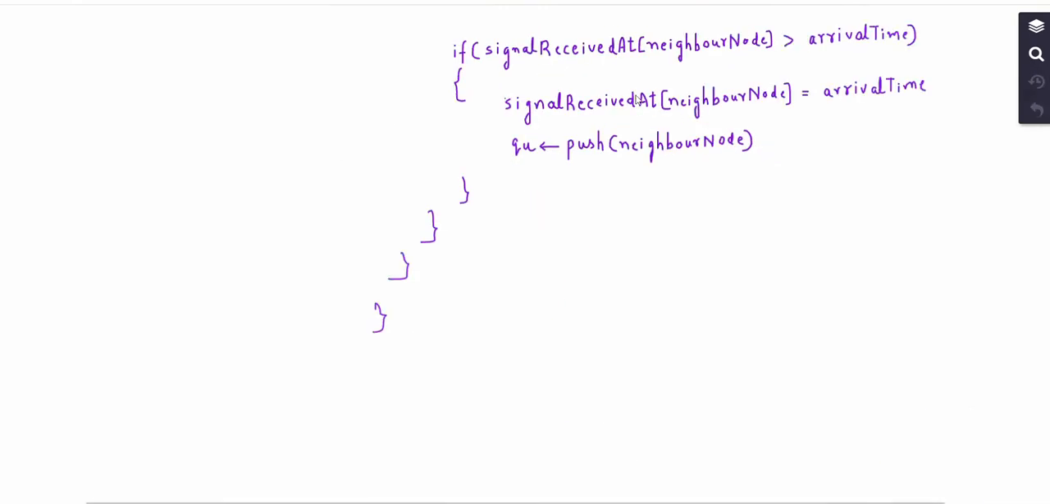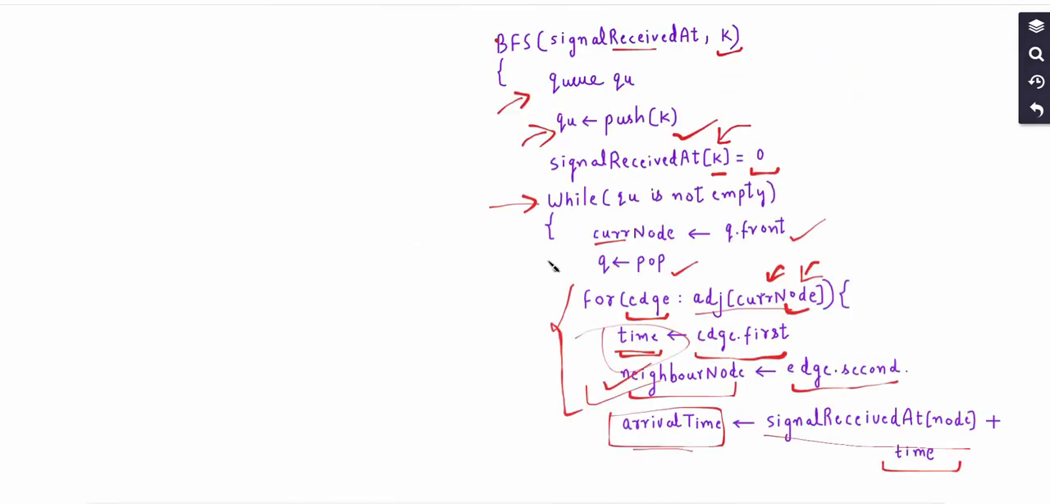Then I will check if the arrival time for that particular node is smaller than the already existing arrival time for that neighbor node in my signal received array. If it is the case, then there is scope for improvement of the arrival time, and hence I reinitialize my signal received array at that neighbor node, and I push the neighbor node into the queue for further processing of its adjacent nodes. Fine.